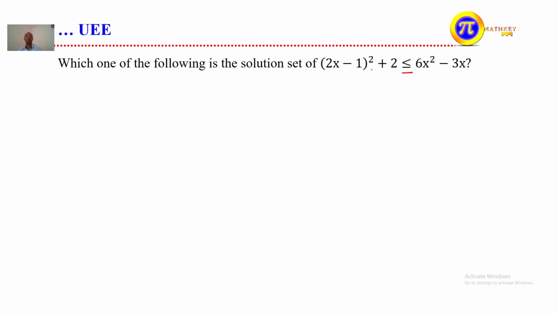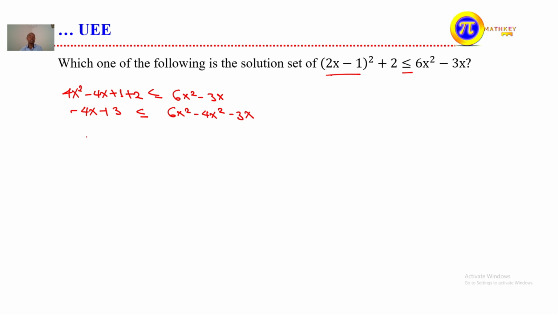It says 2x minus 1 squared plus 2 is less than or equal to 6x squared minus 3x. To solve this problem, first you try to expand this one. This equals 4x squared minus 4x plus 1 plus 2, less than or equal to 6x squared minus 3x. Let's collect similar terms. This is 4x squared minus 4x plus 3, less than or equal to 6x squared minus 3x.